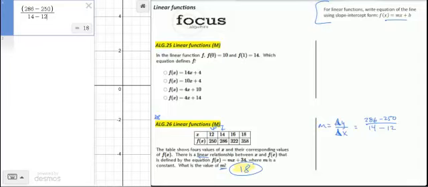Okay? Now, let me show you a couple of alternate ways to approach it. They gave you a whole equation right here.